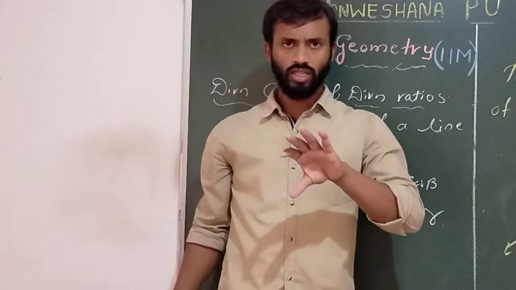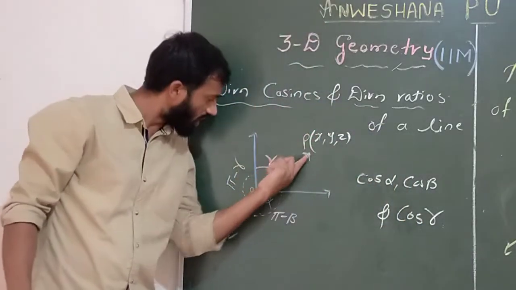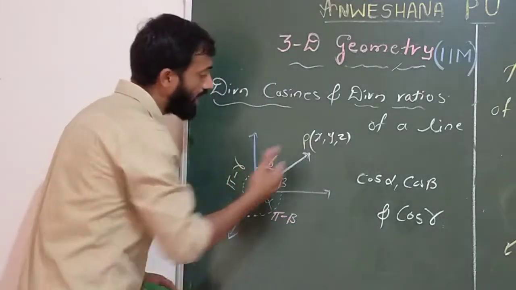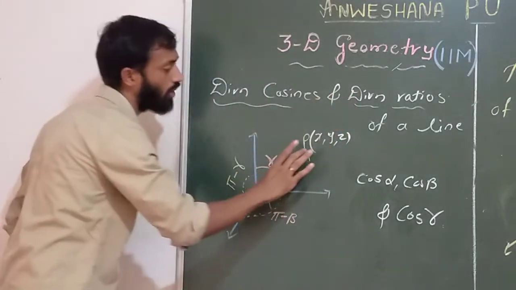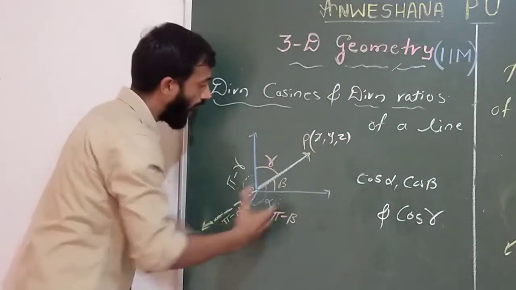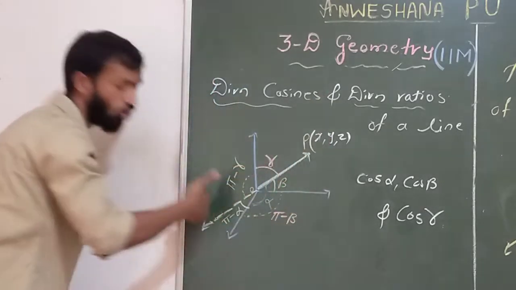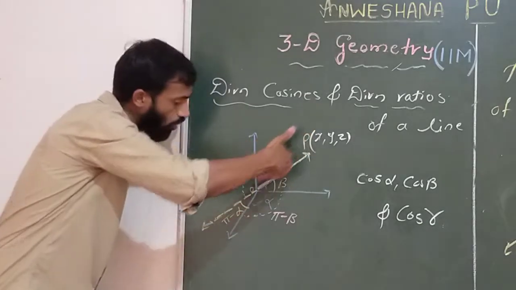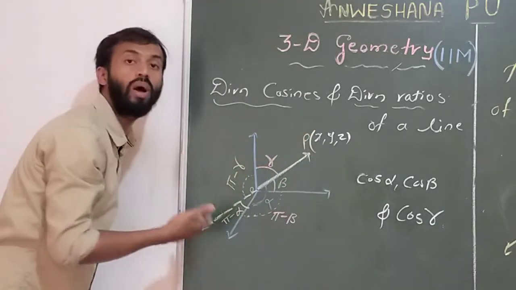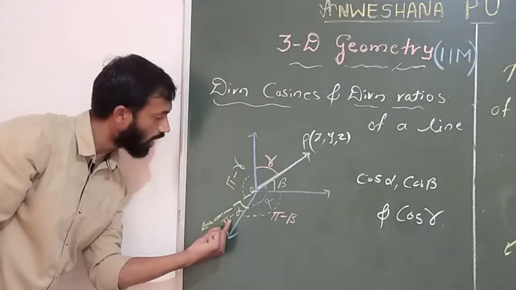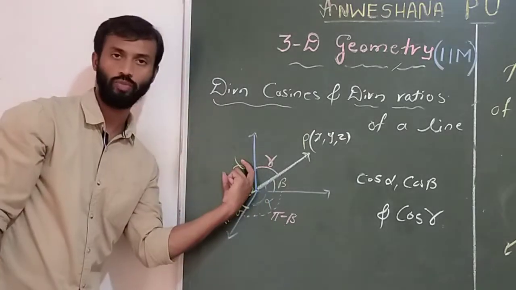Now my question is, are there any other direction cosines for the same line? Yes, let me check. I'm going to take the opposite direction of the vector OP, that is, reverse the vector OP. When I take it in the reverse order, the angles alpha, beta, gamma will be replaced with pi minus alpha, pi minus beta, pi minus gamma. Will you agree with me?